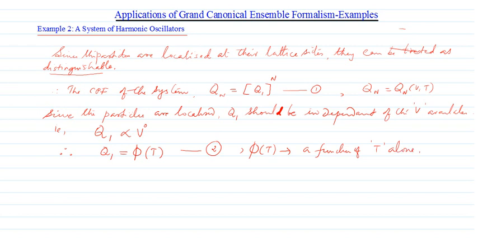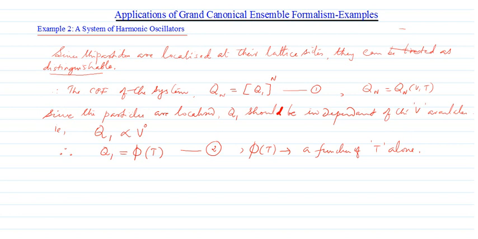Hope you remember, in the discussion of the classical ideal gas application, we defined a similar function f of T, a function of temperature alone. Now in place of f of T, we are naming it phi of T in order to distinguish it, a function of temperature alone, whose general nature can be assumed later. So you got Q1 and also Qn by equation number 1.